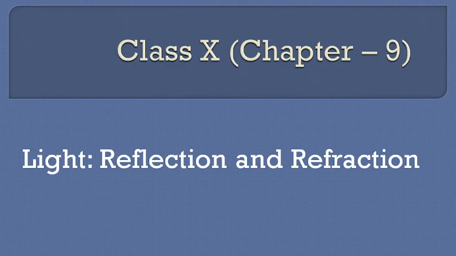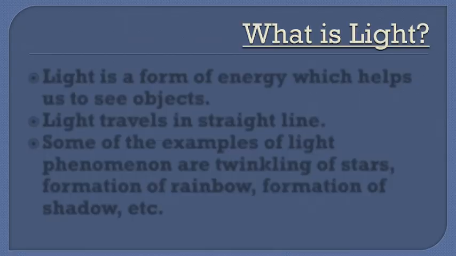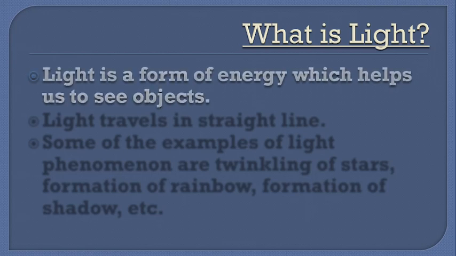Today we are going to learn about chapter 9 of class 10, that is light, reflection and refraction. Let us first study what is light. Light is a form of energy which helps us to see the objects. With the help of light we are able to see objects, wherever they are placed.